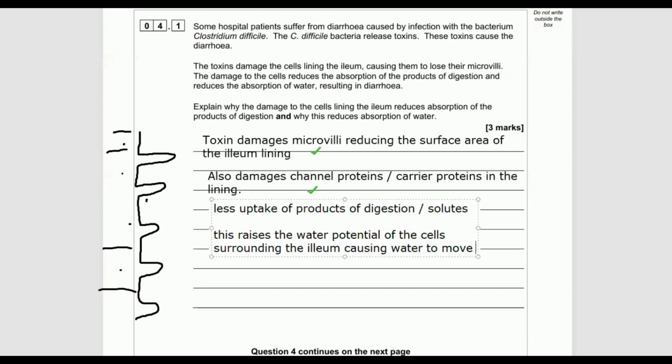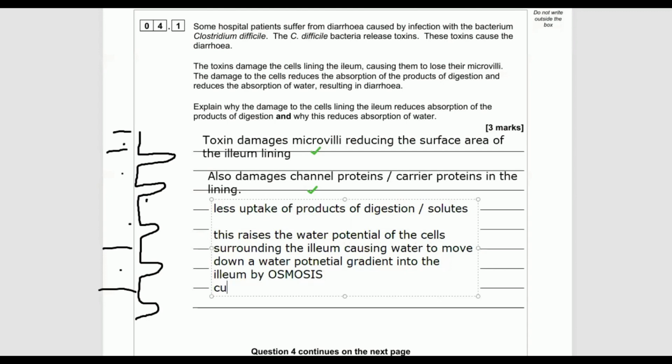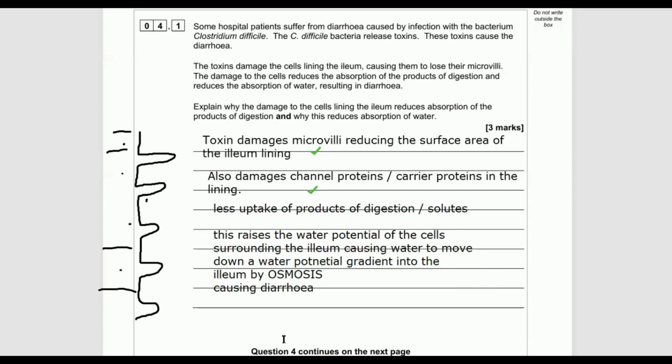What does that do? Well, that raises the water potential of the cells surrounding the ileum because they're not getting glucose and amino acids in, which would normally lower the water potential. So this raises the water potential of those cells. So what happens then is water moves down a water potential gradient out of the cells around the ileum into the lumen of the ileum, causing diarrhea.